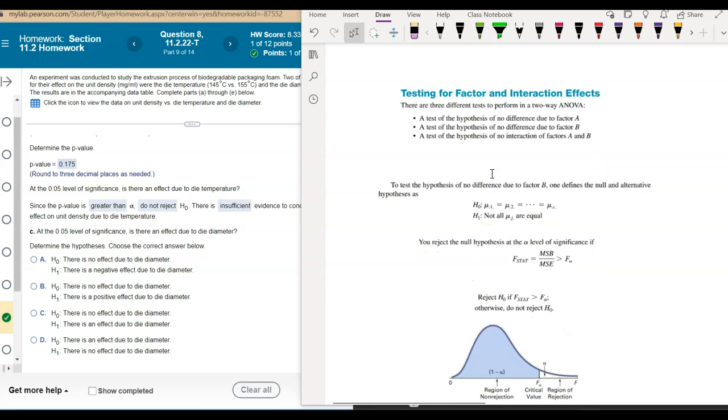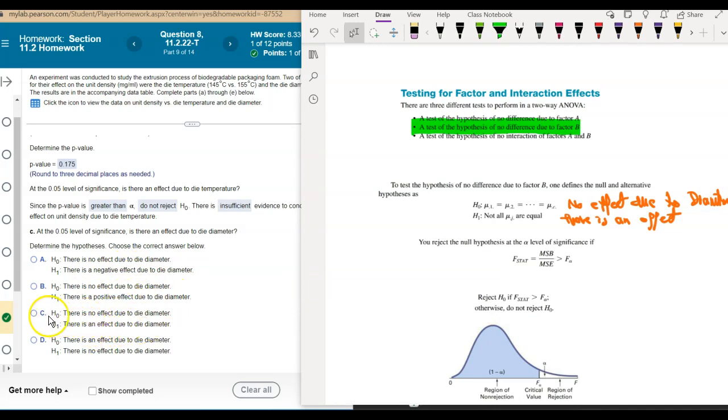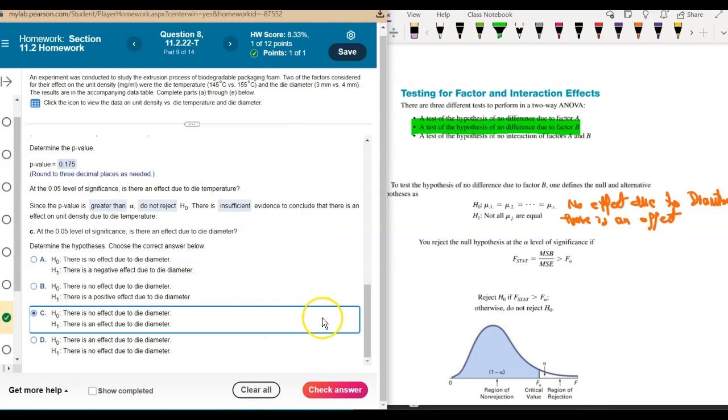Then I'm going right now to effect B, right? So we are studying this sentence over here. We are studying the effect of factor B. Now, again, the same thing. So H0, all the means are equal. It means no effect due to diameter. And for H1, there is an effect. And the best choice would be: there is no effect, there is an effect. That's C again, right?